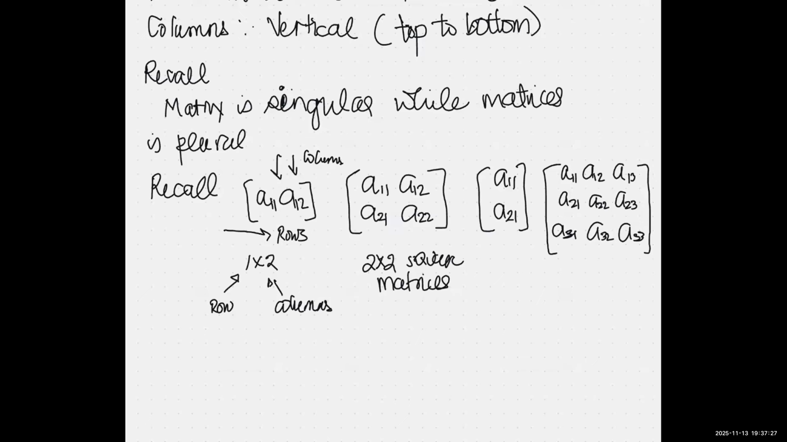The third matrix is named what? It has one column and two rows, so it is a two by one. It is a rectangular matrix. You name a matrix from the rows first and then the columns after.